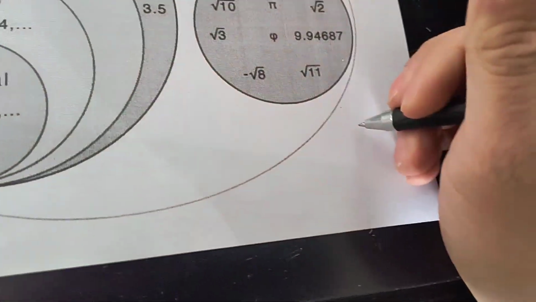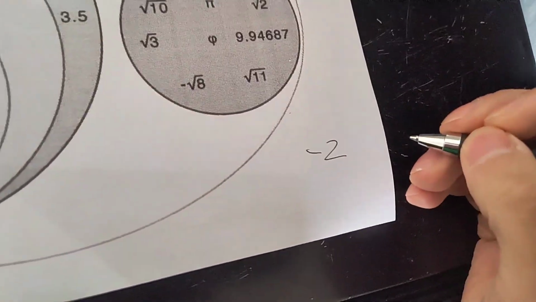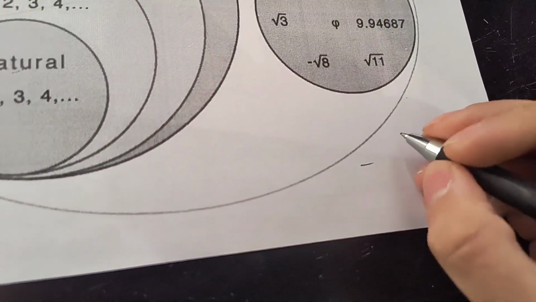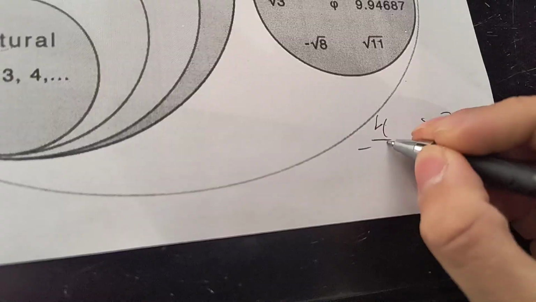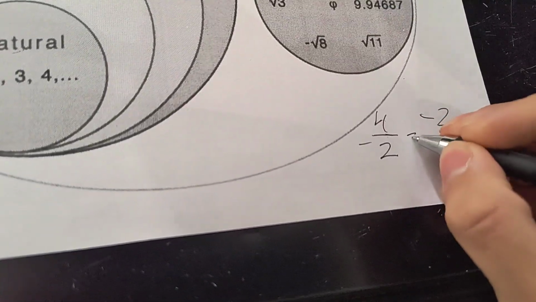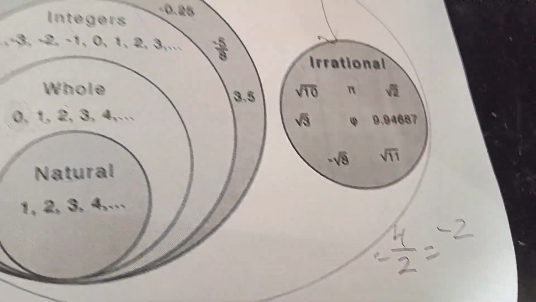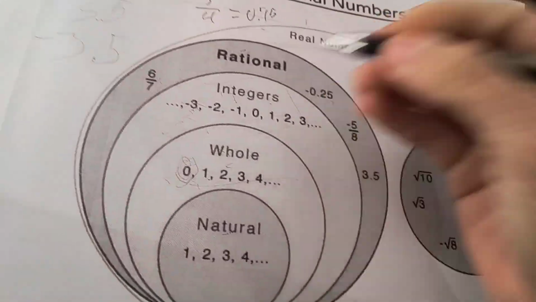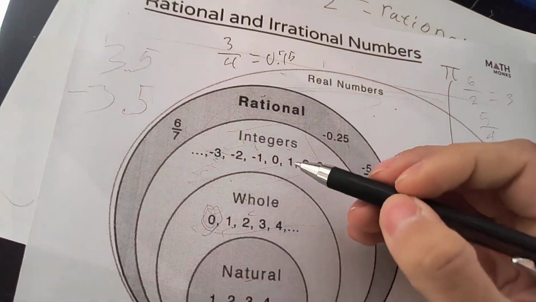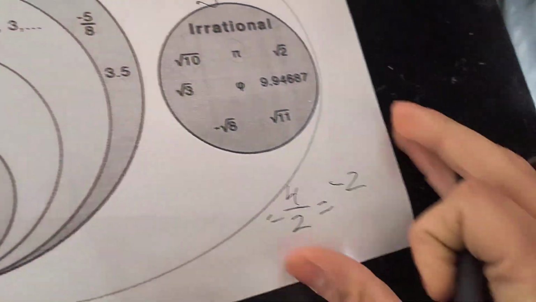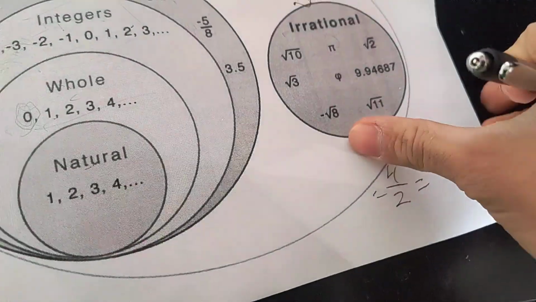What about -2? -2 can be represented by a fraction as -4 over 2, which would be equal to -2. 4 divided by 2 is 2, and then we have the negative sign in front. So it's a rational number because it would be represented by a fraction, but it's also a whole negative number, so it's an integer. So -2 is an integer.